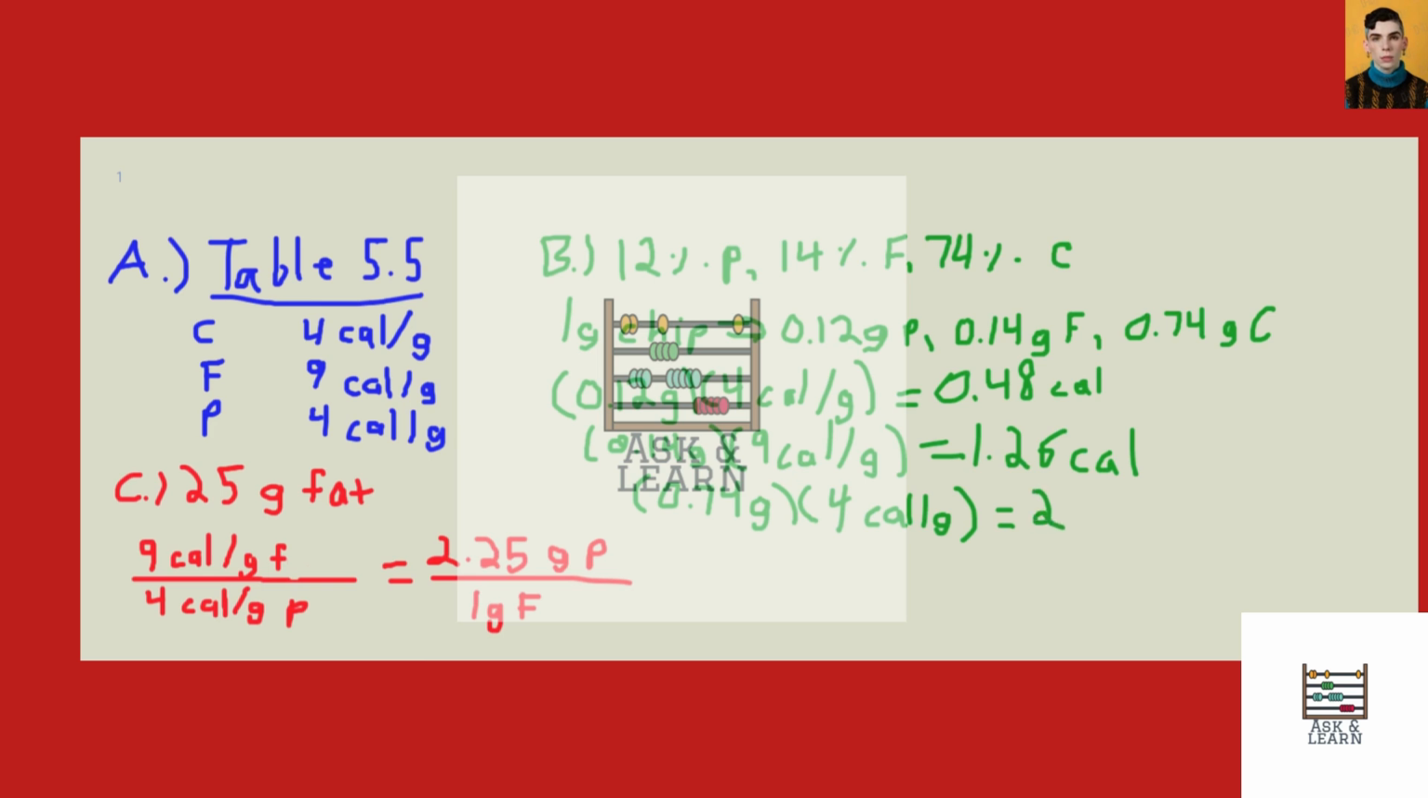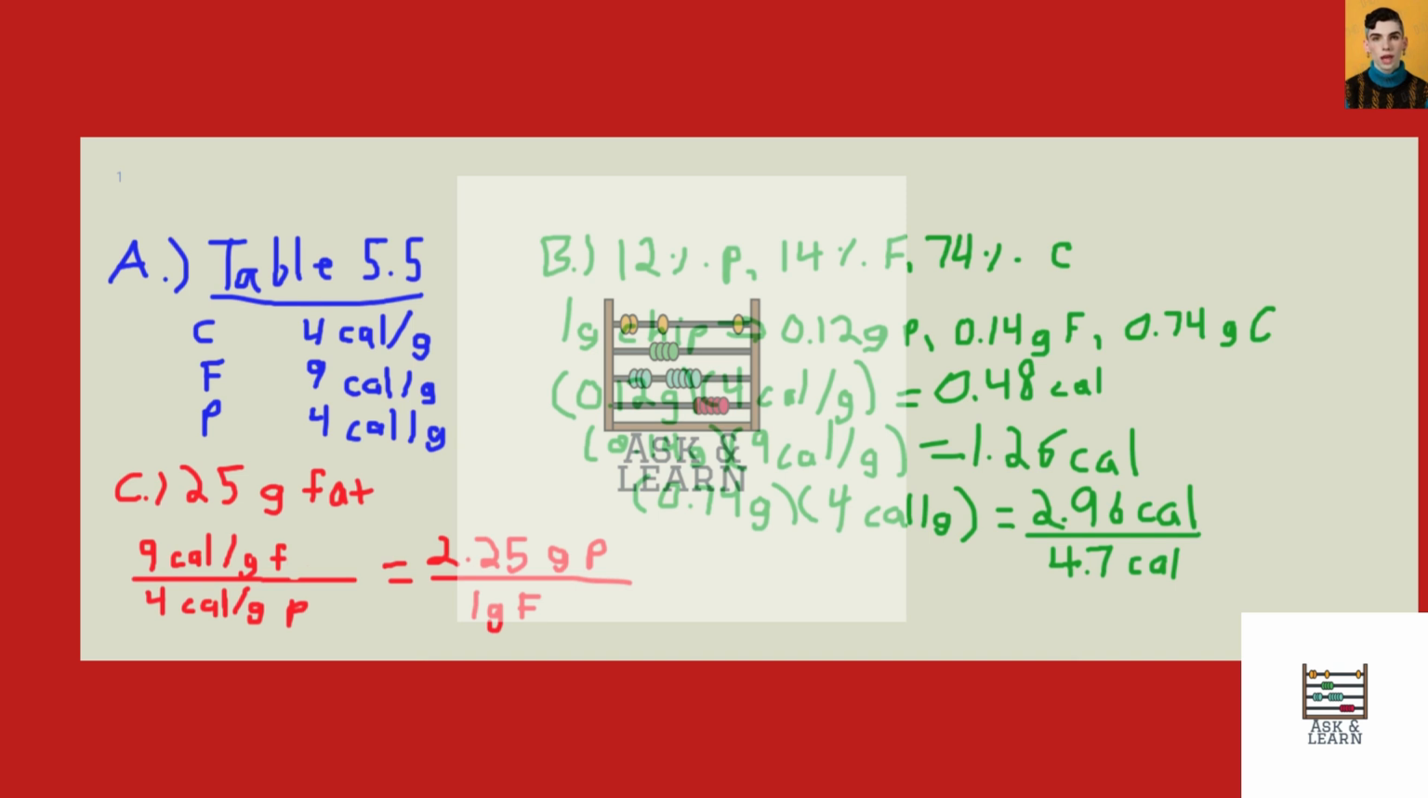That's 2.96 calories. So now first we add all of these up: 0.48 plus 1.26 plus 2.96 is equal to 4.7 calories. And that's for 1 gram of our chip being burned. So now we have 4.74 calories total from this.